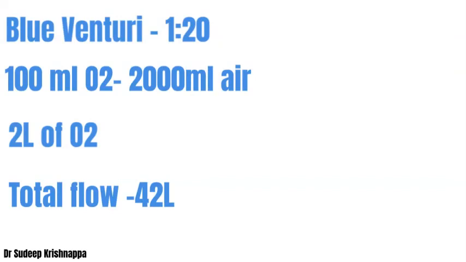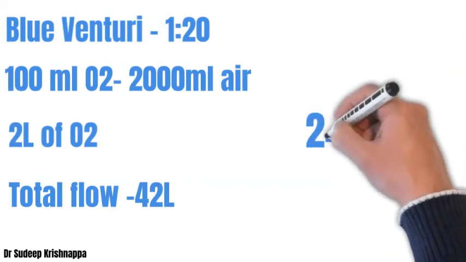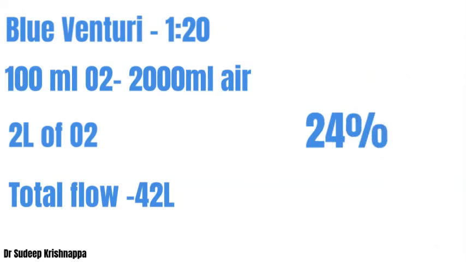So if we look at the mixture of 100 ml of oxygen and 2000 ml of air, 100 ml of oxygen would have 100 ml of oxygen, 2000 ml of air would have around 400 ml of oxygen. So together, the total volume of 2100 ml would have around 500 ml of oxygen. That would roughly translate to an FiO2 of 24%.